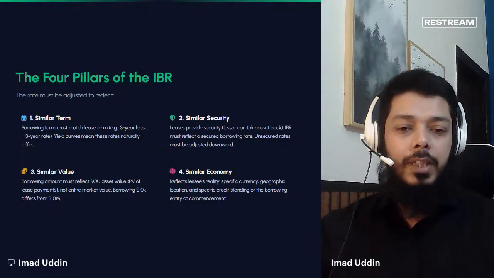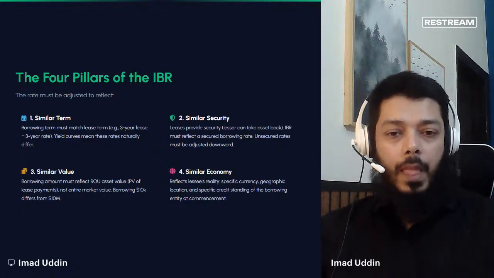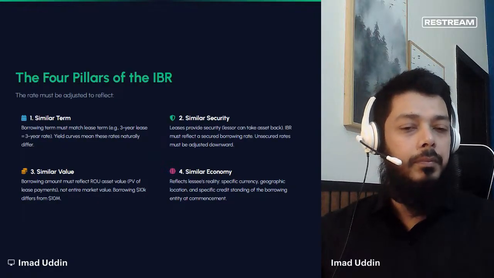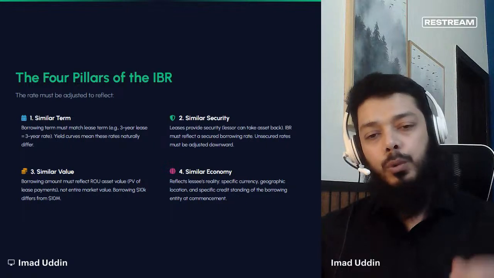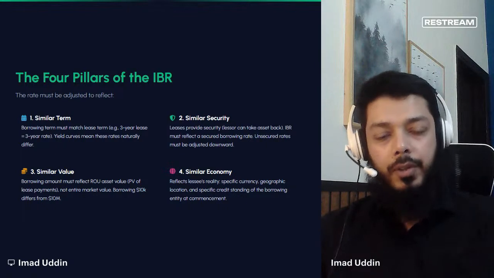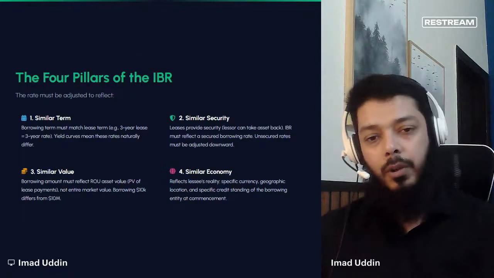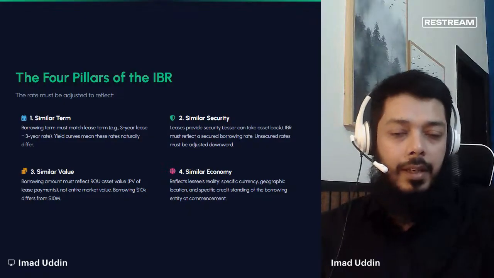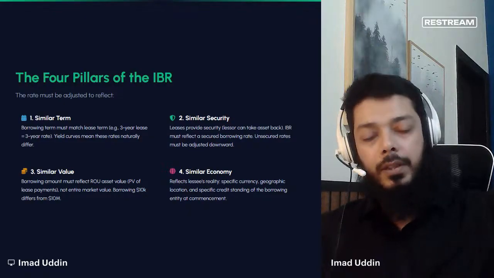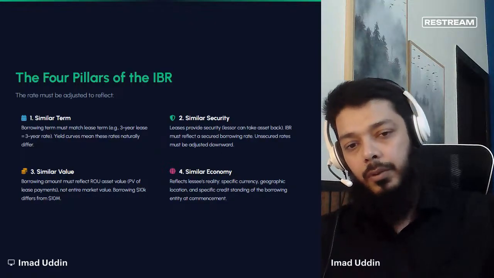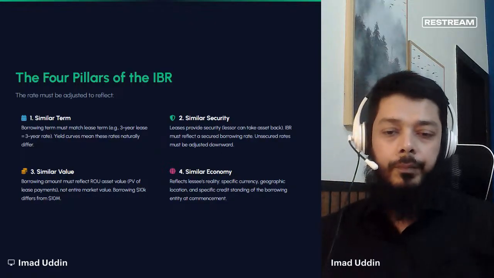Secondly, there should be a similar security, which means if I am to obtain a loan to buy a truck, I cannot assume that I'm putting shares as a security, or stocks, or gold as a security, because all those things may have different risk profiles, and because of that, the interest rate would be affected if I am not assuming the same collateral or same security.